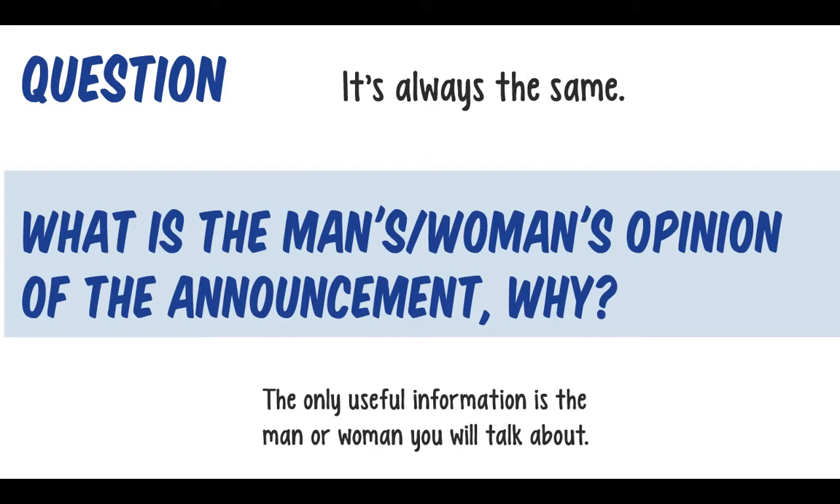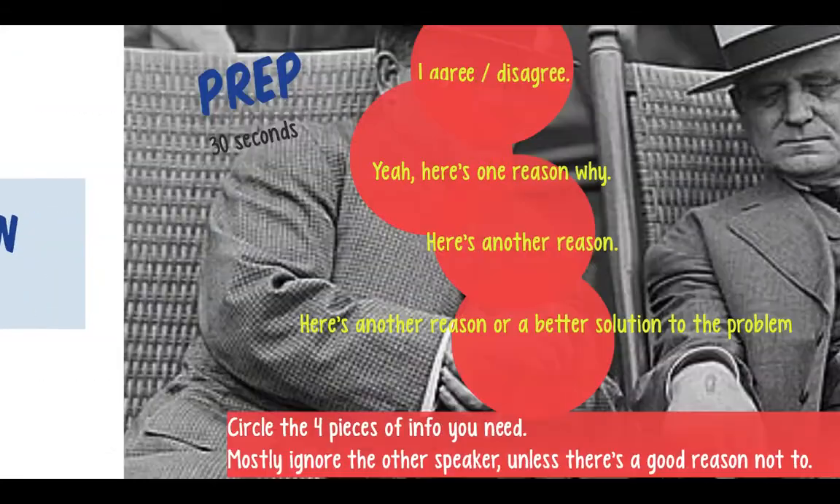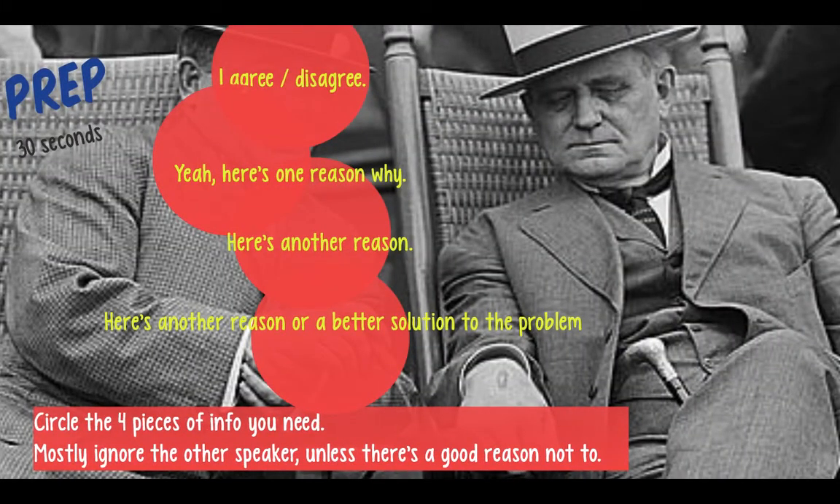Okay, then you get the question, and the question is always the same. What is the man's or the woman's opinion of the announcement, and why? So the only information that you really need to take from this is, are they asking about the man or the woman, or the student or the professor, just so you can identify the speaker that you're talking about. Okay, now you have 30 seconds of preparation time. And this is the only item where 30 seconds of preparation time is going to seem okay.